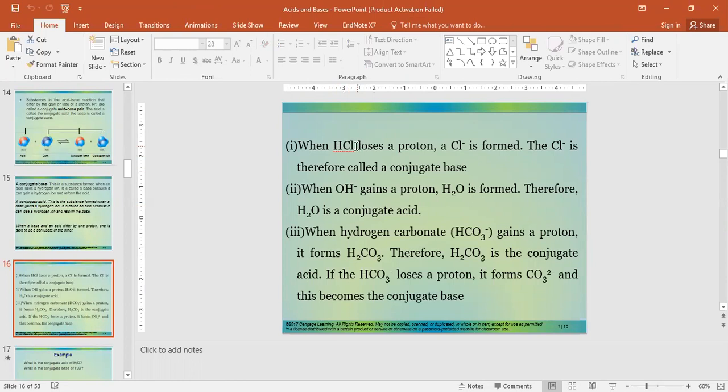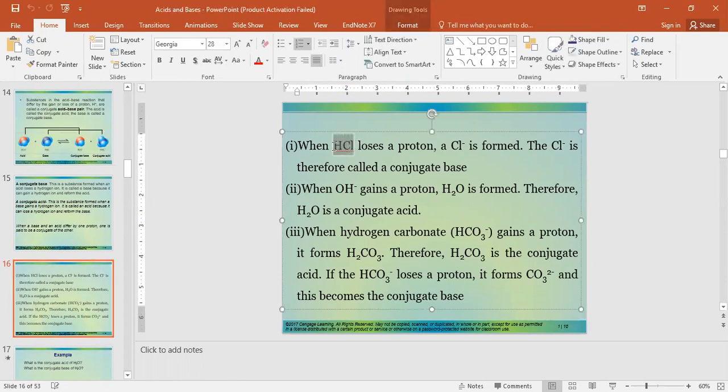For example, when you look at hydrochloric acid. So when hydrochloric acid loses a proton, a chloride ion is formed. So this chloride ion is what we call the conjugate base because it is formed after an acid has lost a proton. Number two, when hydroxyl ion gains a proton, it forms water, meaning that this water is what we call the conjugate acid. Because if it loses that particular proton, then it is going to form the base.